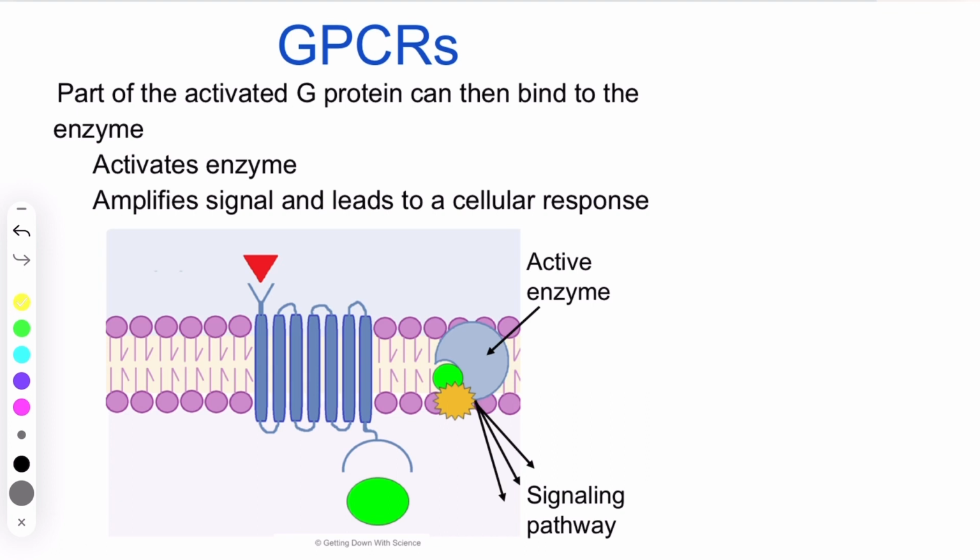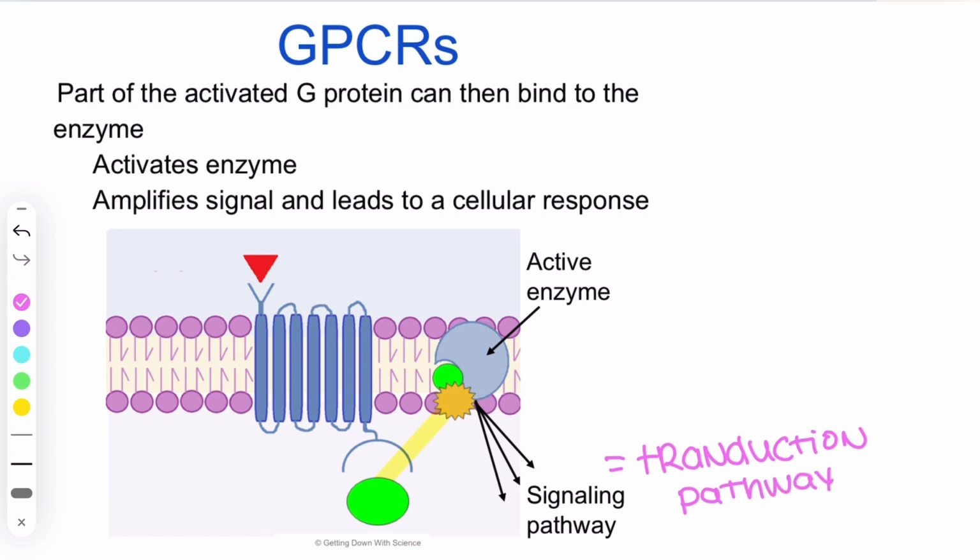So then I have the G protein that can bind to the enzyme. Notice I've got the enzyme being activated by the G protein, and that's going to amplify the signal and lead to a cellular response. So this is going to be my transduction pathway. This is one type of receptor and how it causes its conformational change. A ligand binds to the receptor, it changes the shape of the receptor, it allows this G protein to pair with it and to create this energy molecule GTP, and that helps with activating this enzyme here in order to start the signal transduction pathway.